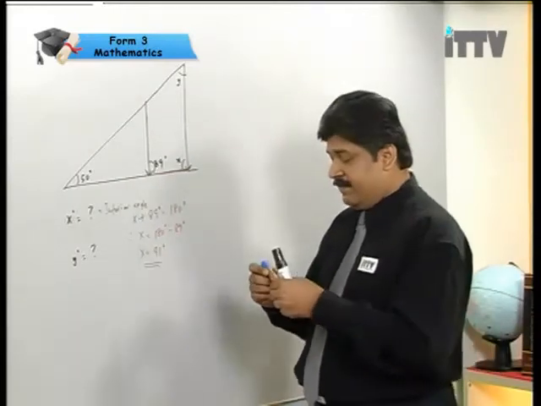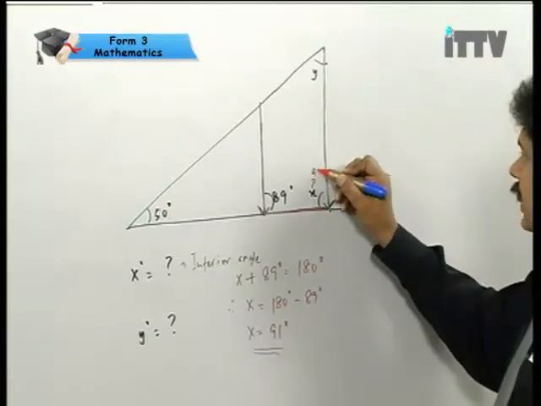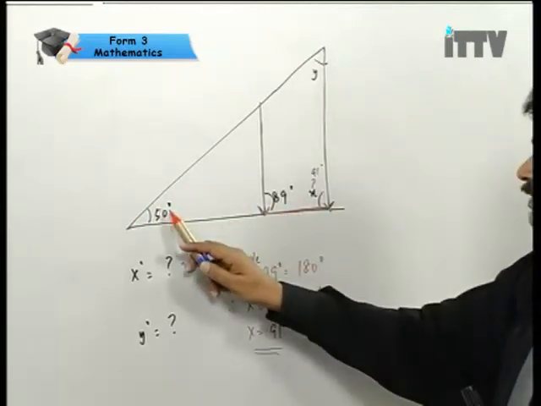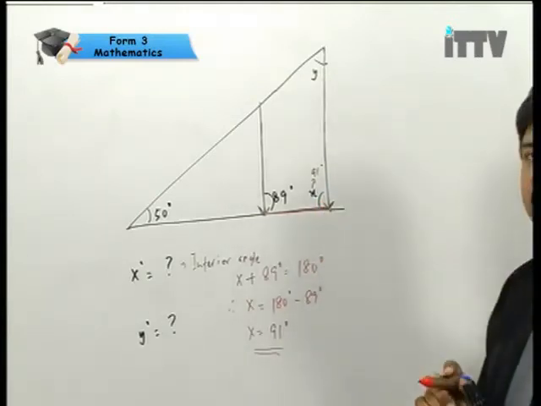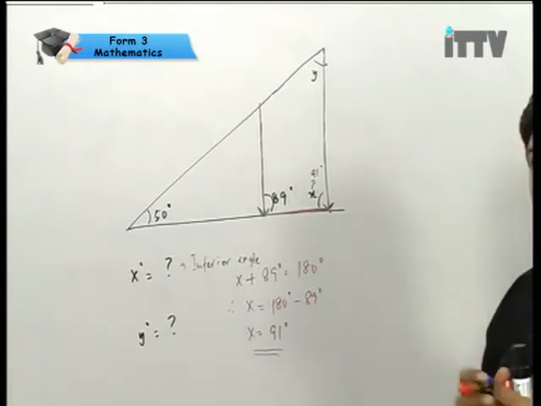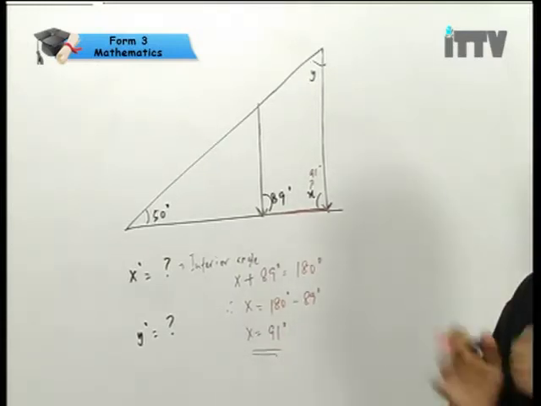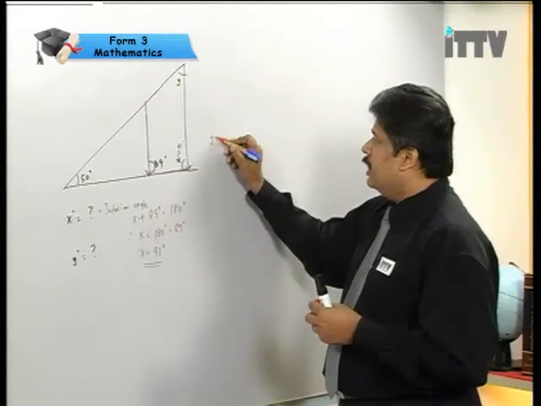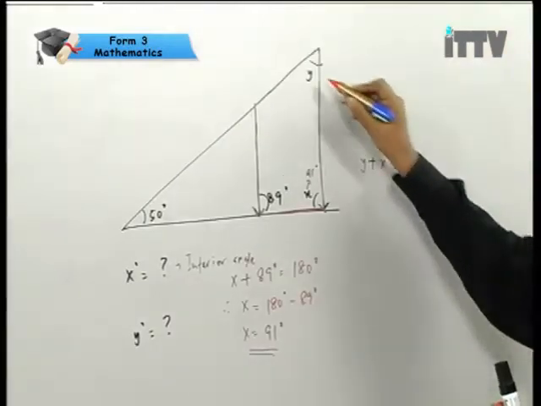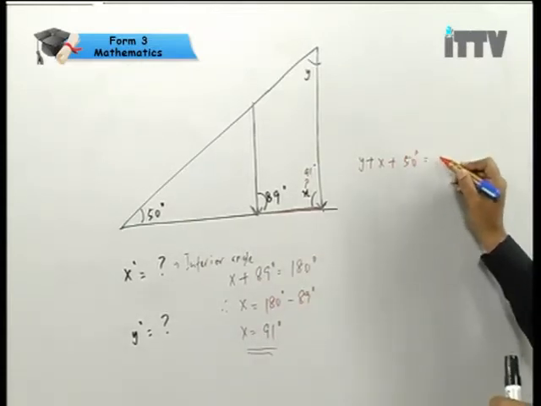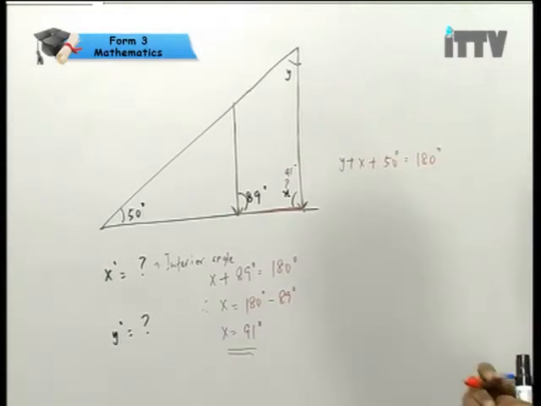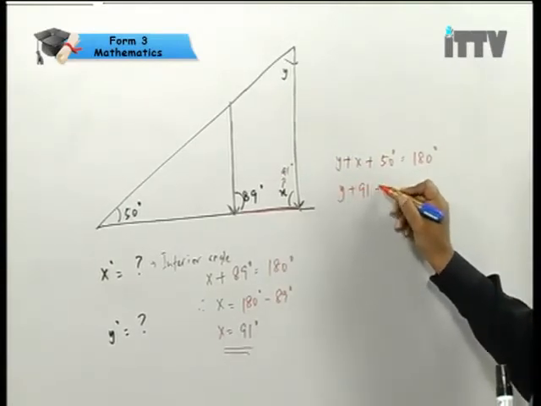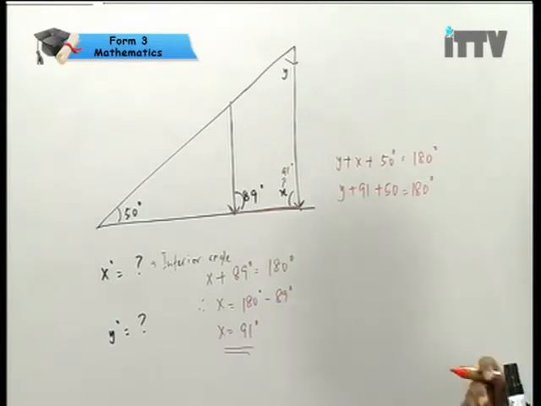180 degrees. Therefore, I know x is equal to 91 degrees. And I know this is a triangle. So angle 50, angle x and angle y, if I add them all together, must produce 180 degrees. This is the first step in finding y. So the calculation would be y plus x plus 50 should give you 180 degrees. As we know earlier, x was 91 degrees. So y plus 91 plus 50 is equal to 180 degrees.